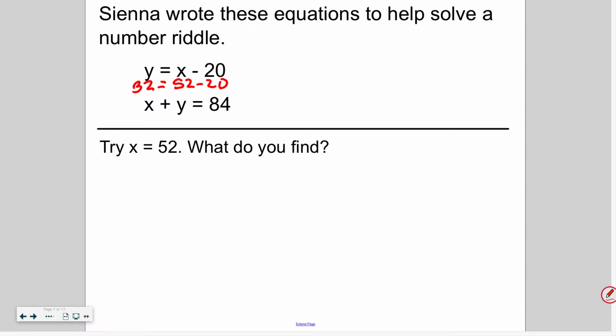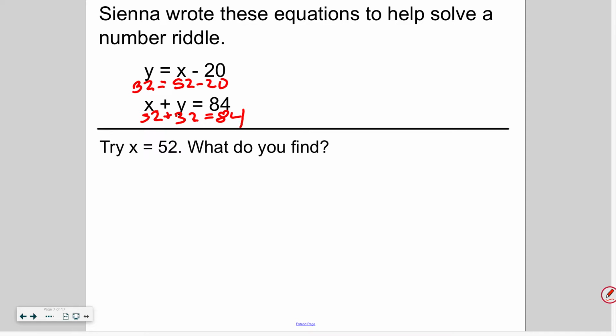Because if you substitute 52 and 32 for x and y, you would get 84. Good, because 52 plus 32 does equal 84. So if it works for both, is it the solution for the system? Yes, and it's the only solution for the system.